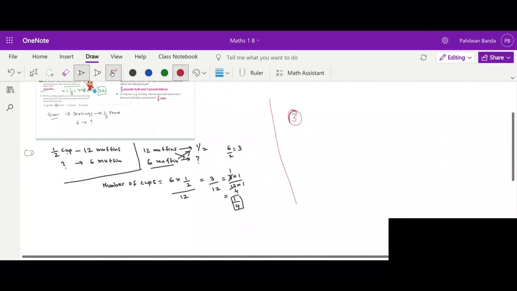Yeah. Question number 3 is similar to question number 1. Now I wrote here, for 12 servings, I need 1/3 pound of peas. So for 6 servings, it's how much? So you must write here number of servings, let's see what is required.